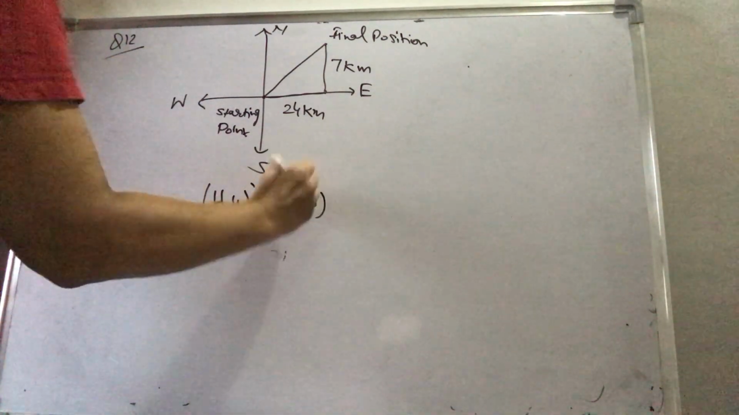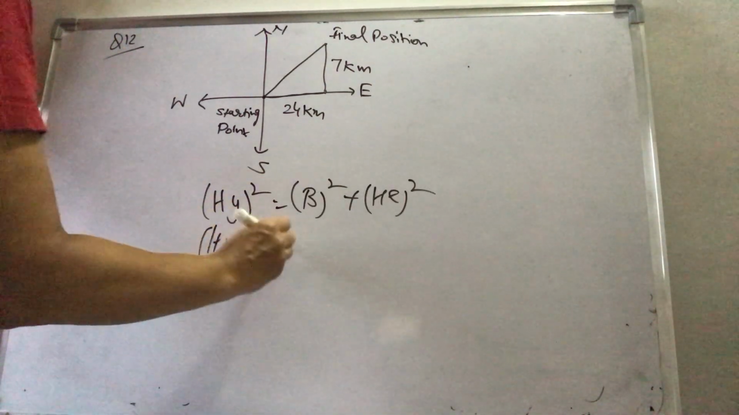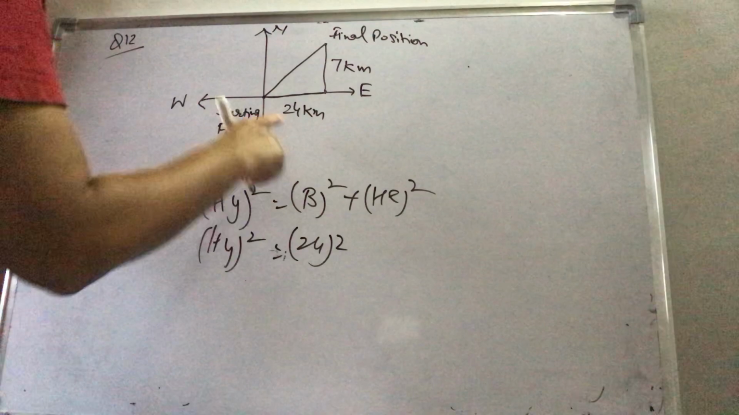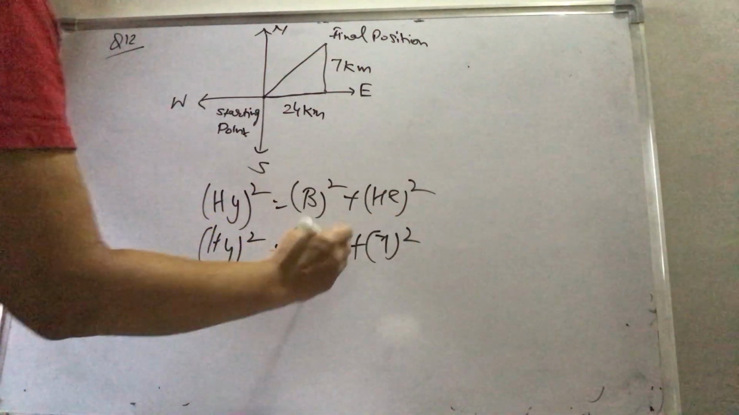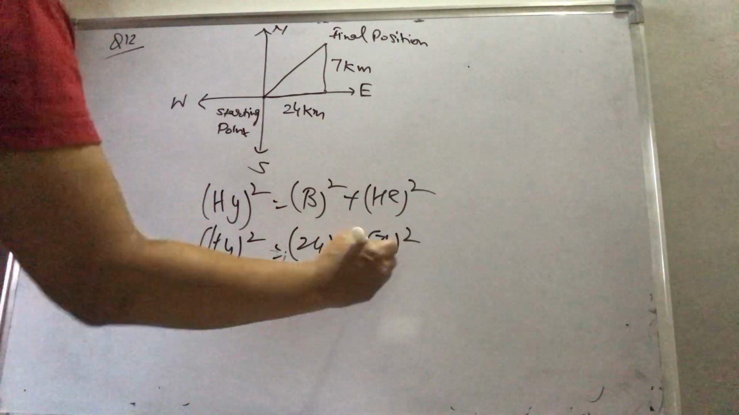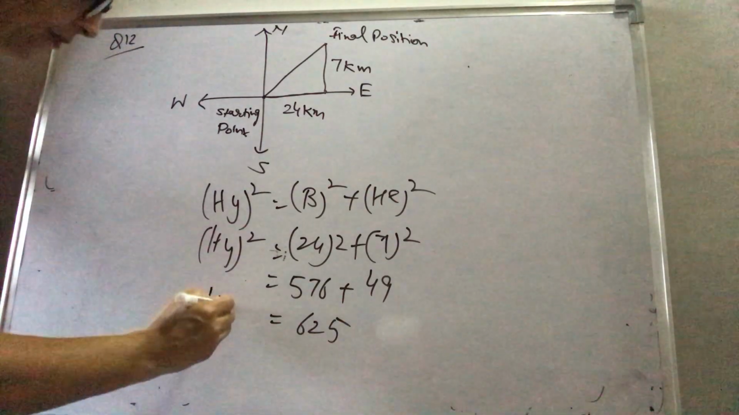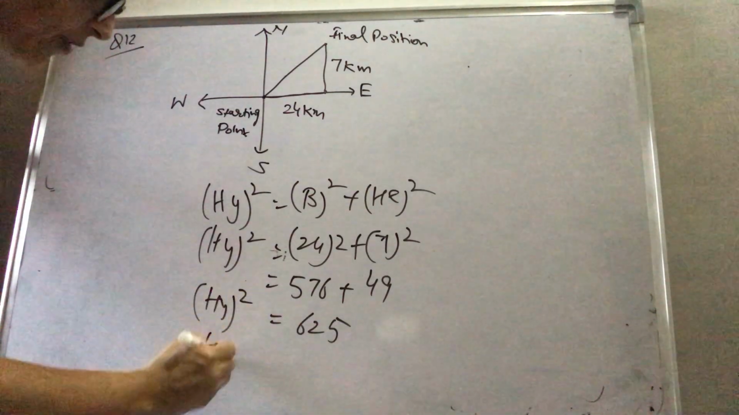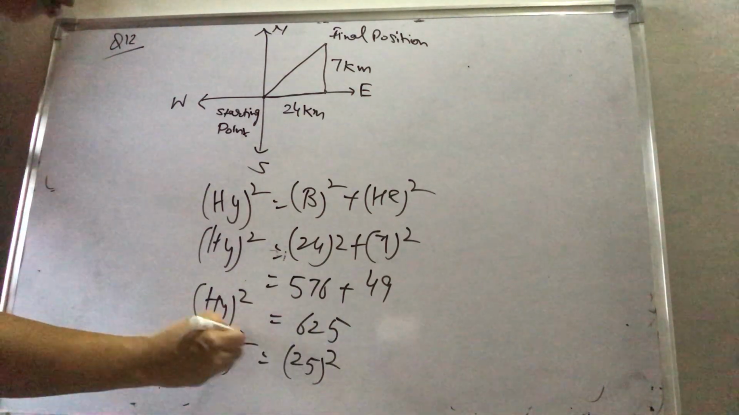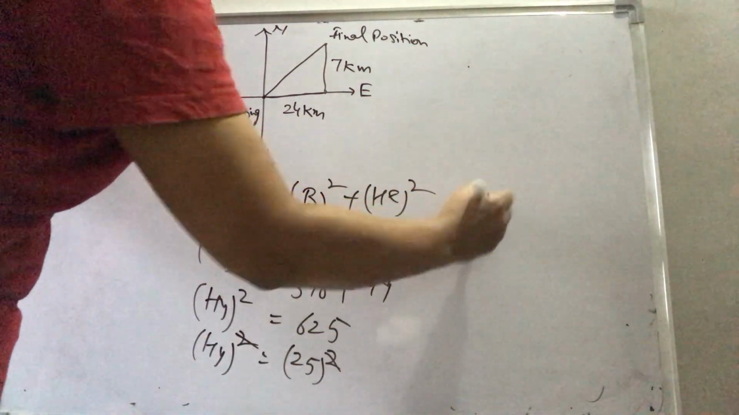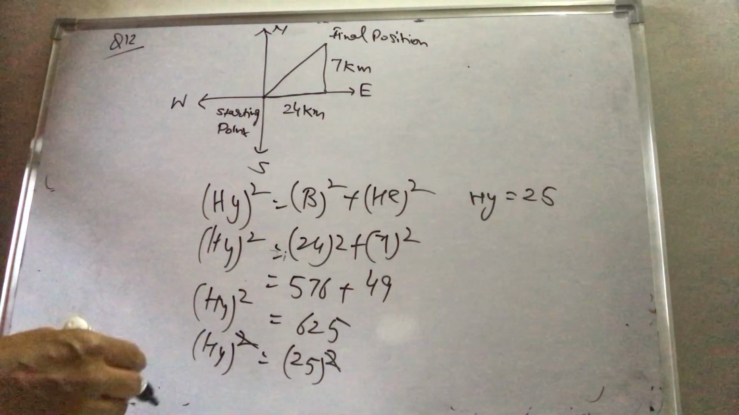Hypotenuse square is base square plus height square. Base is 24, this one, and height is 7 square. 24 square is 576, 7 square is 49. After addition we have got 625. Now 625 is the square of 25. These two squares will be cancelled and hypotenuse will be 25. That is the distance between the starting point and the final position.